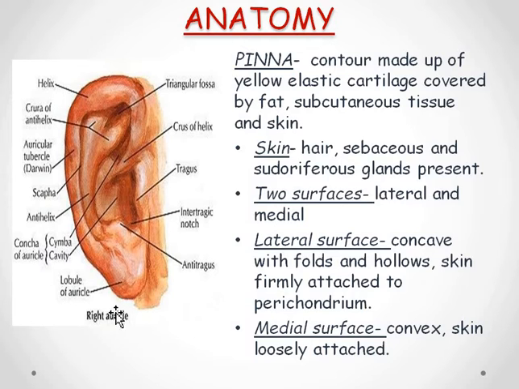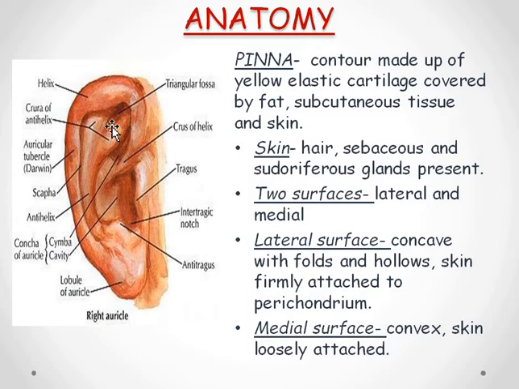So this is the pinna. Here you can see this is the helix, this is the antihelix. This is the tragus. This is the antitragus. This is the intertragic notch. This is the crus of the helix. Helix, crus of the helix, and the antihelix. This is the crura of the antihelix.